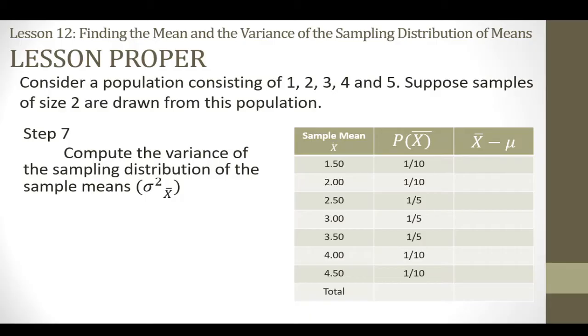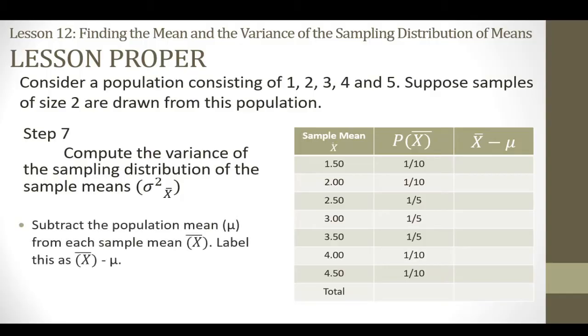So, paano natin kukumputin yung variance? So, again, from the table with the probability and the sample mean, we subtract the mean from the samples. We subtract the sampling mean from the sample mean. Magkaiba yun na sampling mean at sample mean. Okay? Ayan. Label this as x minus mean.